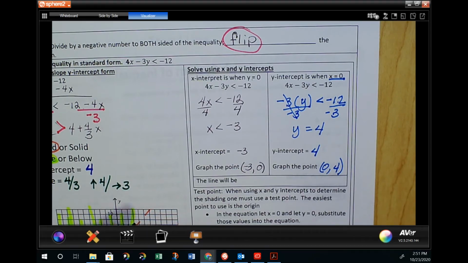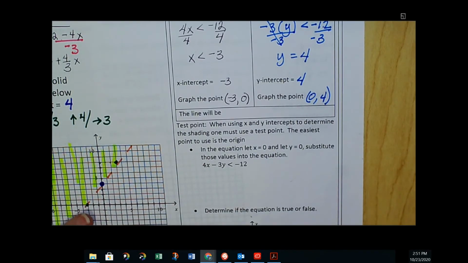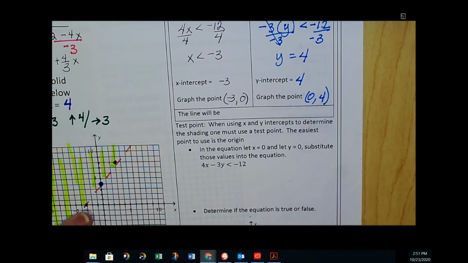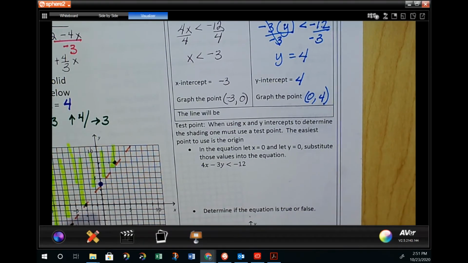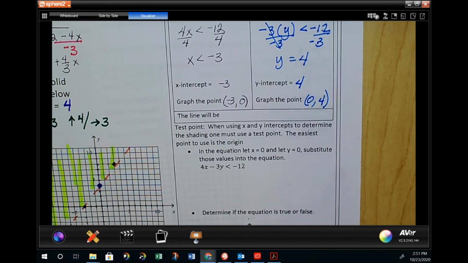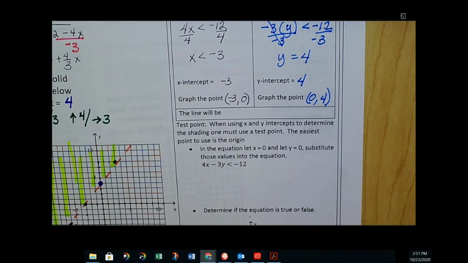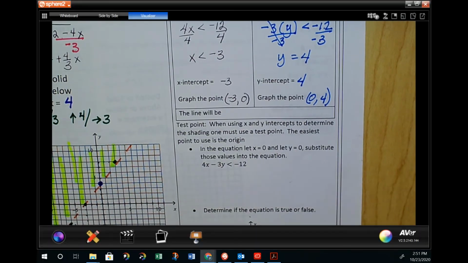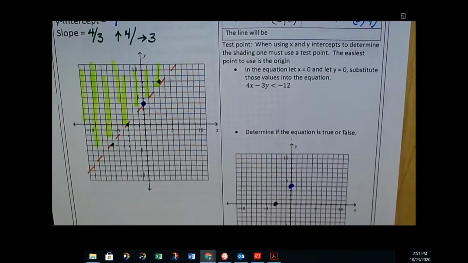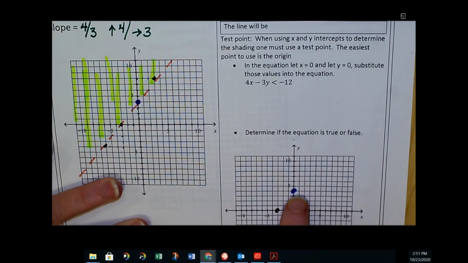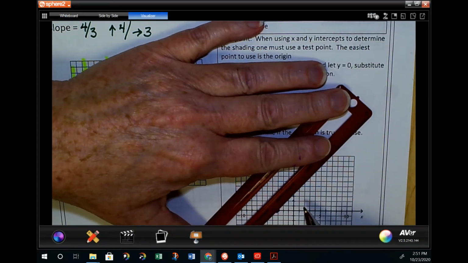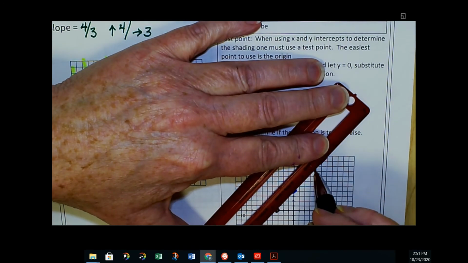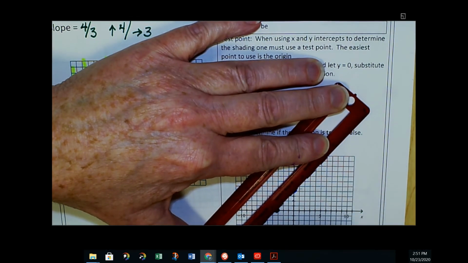So on my graph, my x-intercept, I'm going to go 1, 2, 3. I'm going to put a dot. And my y-intercept was at 4. 1, 2, 3, 4. We already knew that. Sorry, guys, you can't see that. So I just graphed my y-intercept and I graphed my x-intercept. And we already know that there's no line underneath, so that's going to be a dotted line. So I'm just going to go through and make a dotted line.